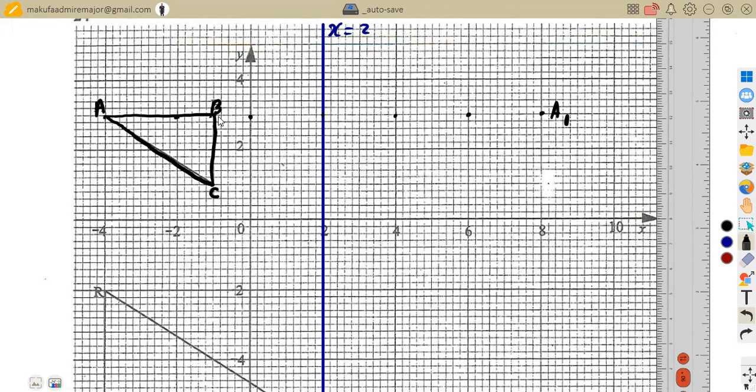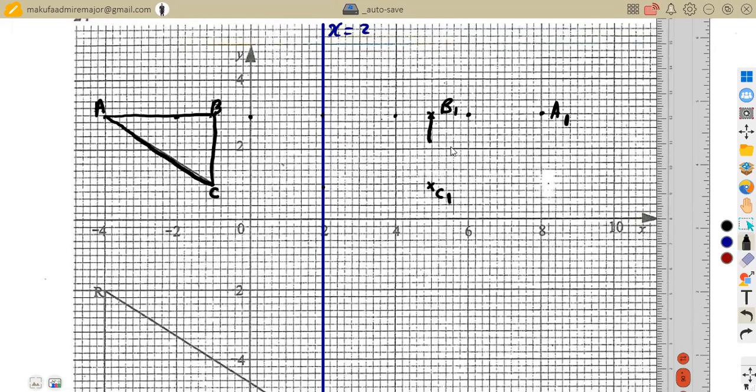B, according to scale, is half a box and a complete box. So we are going to have half a box and a complete box somewhere there. The complete box is going to appear somewhere here. So we've got one box and half of a box. So that is going to be our B1. Distance to the mirror line, distance to the image, the same. As for C, distance to the mirror line, same distance to the image. So our C1 was going to correspond somewhere there.